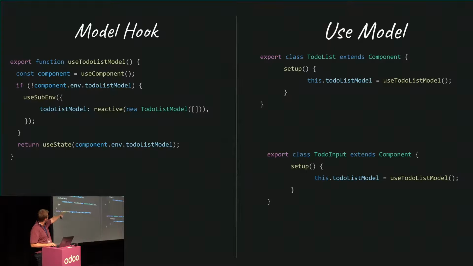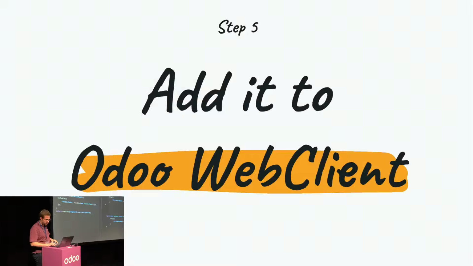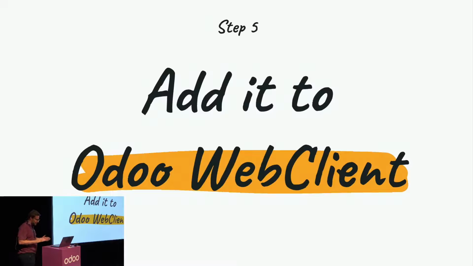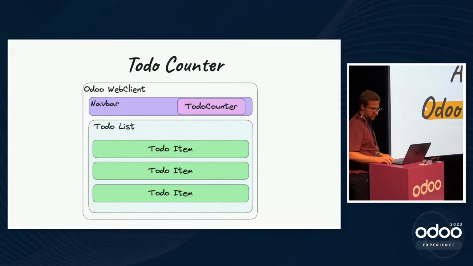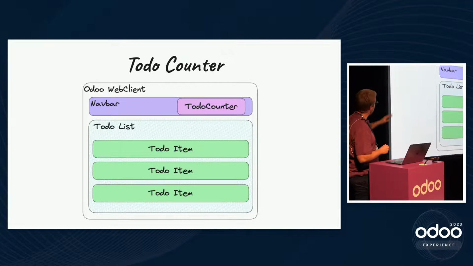And you just need to call the hook you can see directly in the component. And the last step, you probably want to add your work in Odoo and maybe make it always available in any situation. In this case, for example, I want to have in the navbar of my Odoo web client, I always want a counter with all the to-do that I already done or something like this.